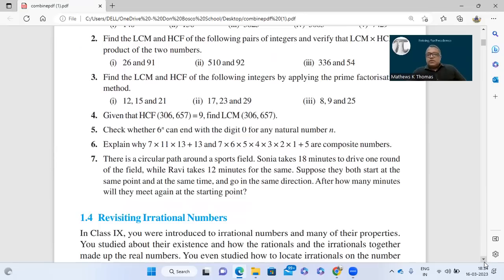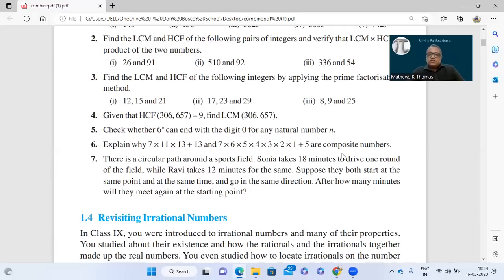Then if you have a question that asks you to check whether something can end with the digit 0, like 6 to the power n, can it end with 0? So what you need to do is find out the factors of the number given. For any number to end with 0, it has to be a multiple of 10. That means the factors necessarily have to be 2 and 5. So if you look at the factors of 6, it is 2 and 3. So 2 is there, but 5 is not there. So this number cannot end with 0.